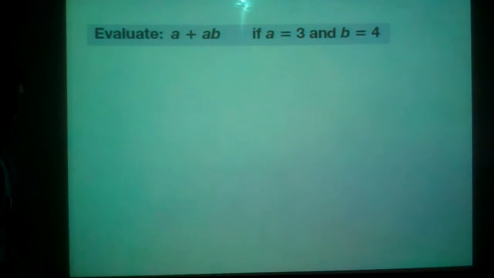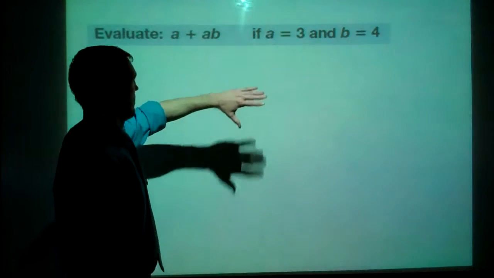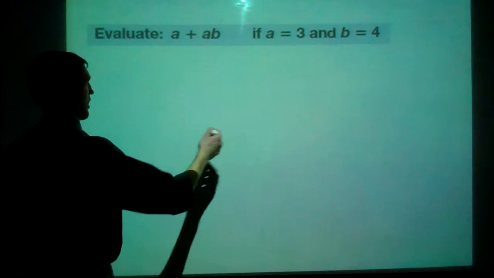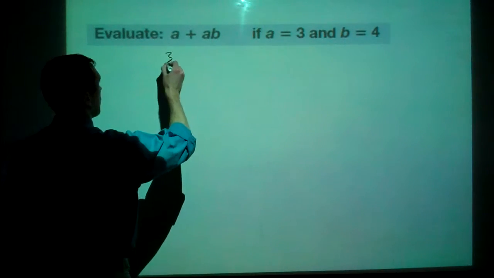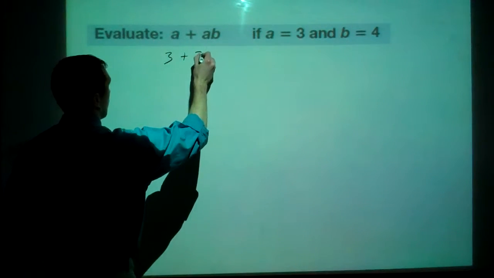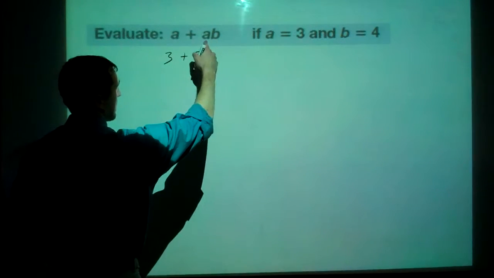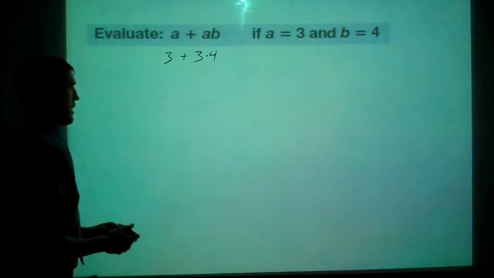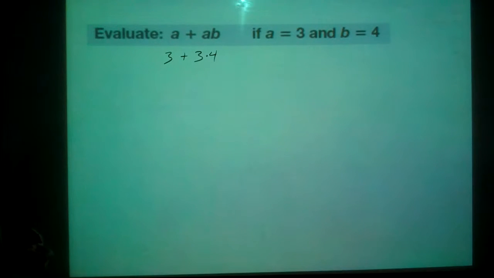Now this comes into play with order of operations. We've done this before. If A equals 3 and B equals 4, evaluate this expression. Okay? Well, I'm going to plug in 3 for A. 3 plus 3. And this means A times B. B is 4. So now we have 3 plus 3 times 4.